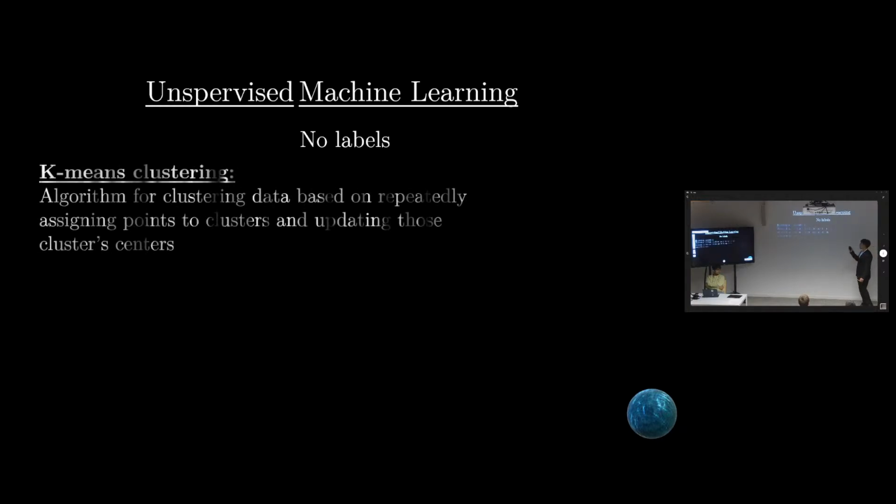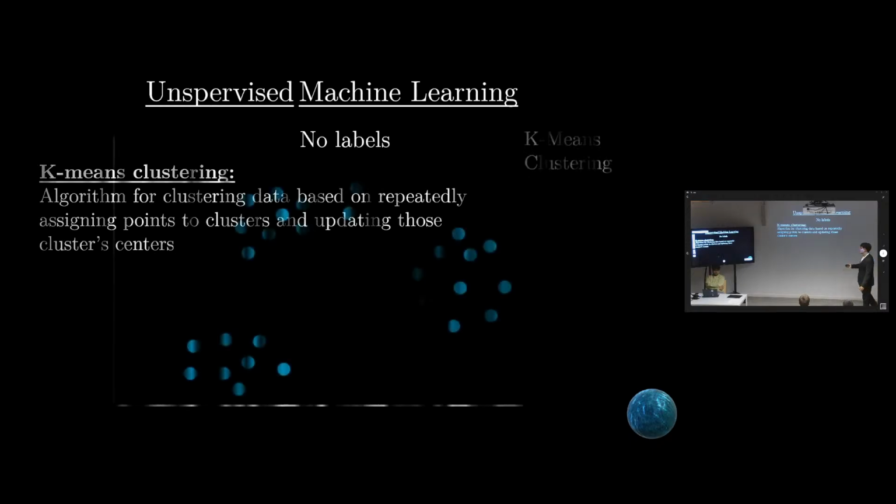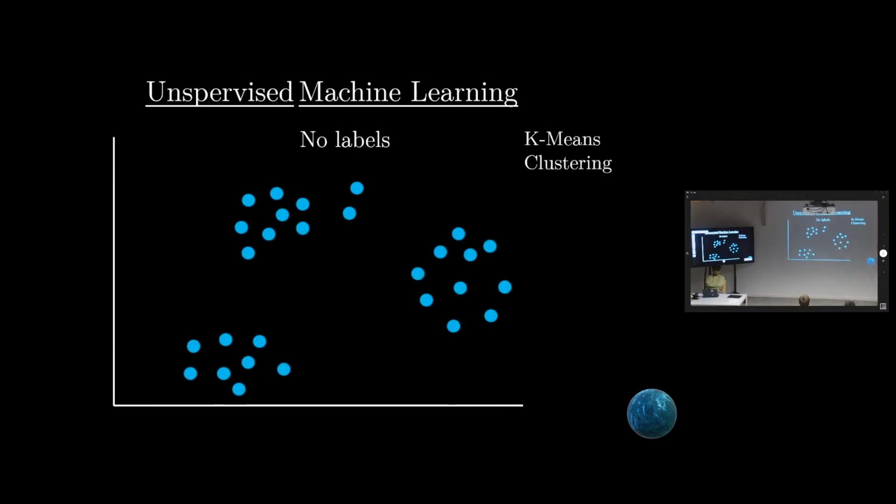A very famous algorithm used in unsupervised machine learning is what we call K-means clustering. It's an algorithm for clustering data based on repeatedly assigning points to clusters and updating those cluster centers. Let's take an example to understand this more. Let's say that we have such data. And now we want to apply unsupervised machine learning so that it learns, okay, this group is alone, this group is alone, this group is alone.